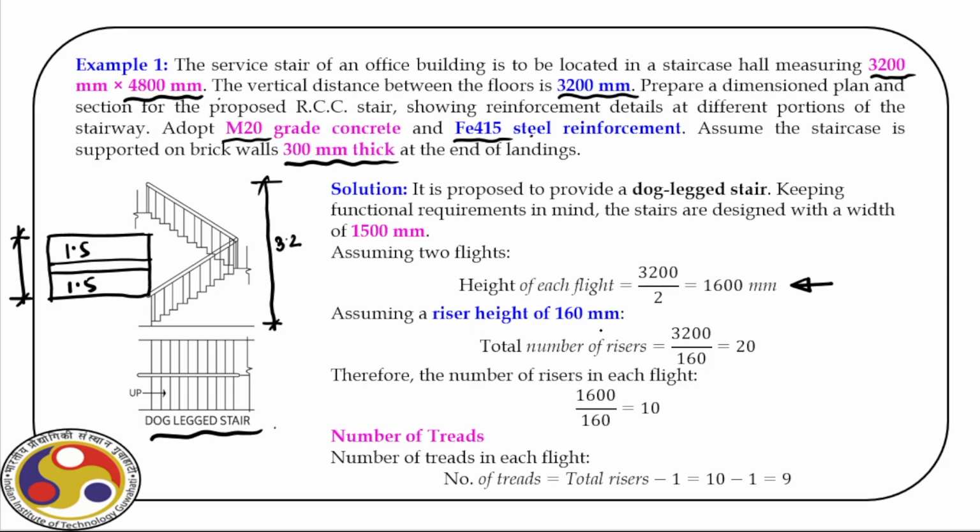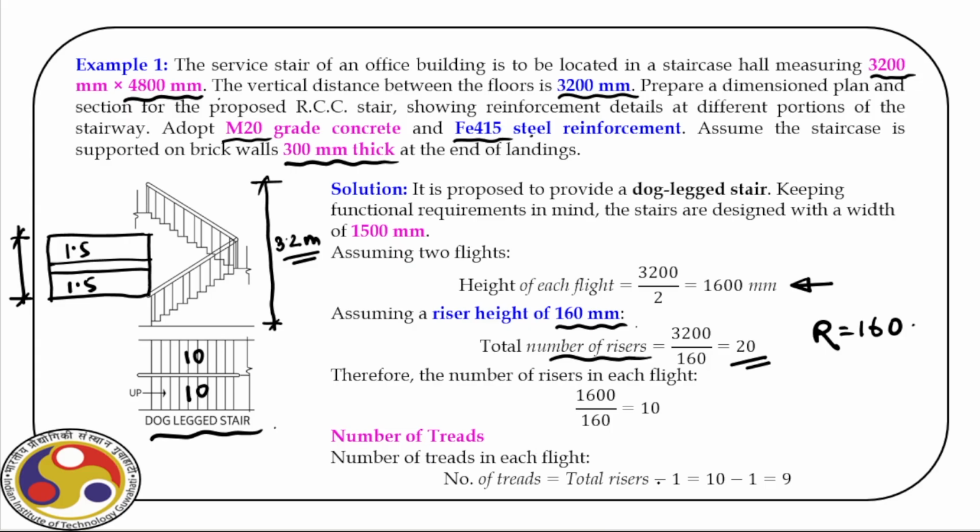Then comes the stair design. First assume the riser, so R is equal to 160. The total height we need to cover is 3.2 meter, so we can calculate the number of risers, that is 3.2 by 0.16. So we will have 20 number of steps. Each flight will have 10 steps, so the first flight will have 10 and the second one will have 10.